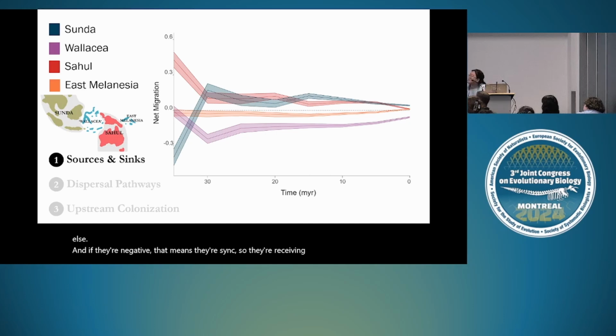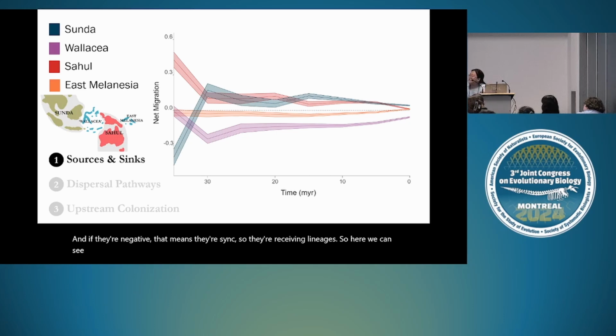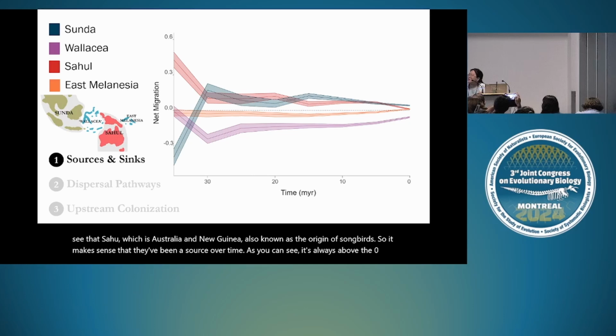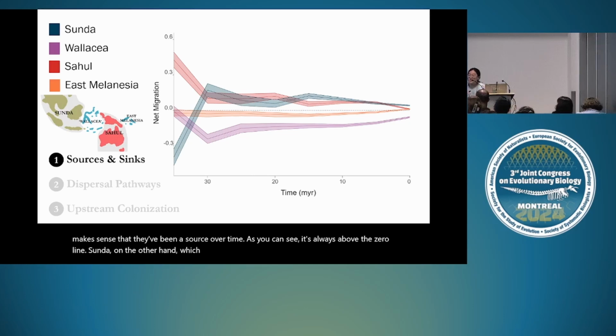So here we can see that Sahul, which is Australia and New Guinea, also known as the origin of songbirds, so it makes sense that they've been a source over time. As you can see, it's always above the 0 line. Sunda, on the other hand, which is the Southeast Asia continental shelf, has only recently turned into a source, in the last 30 million years. So that's when they first got the influx of passerine lineages from Sahul.